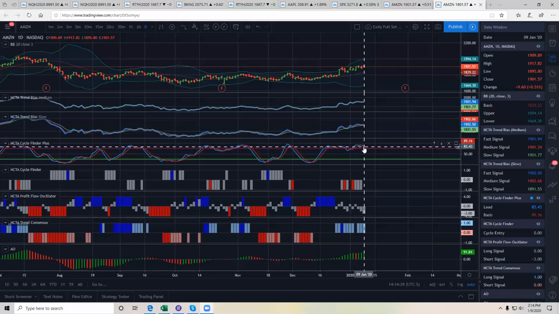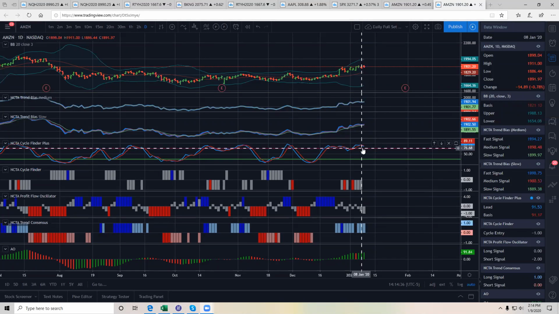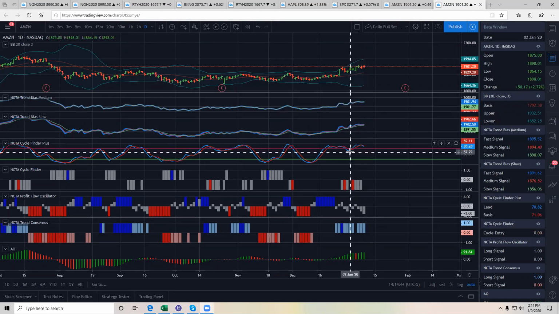We had a cross today. We had a daily cross on the daily chart to the downside on Amazon, which means that we would buy to open a put. So we buy to open a put. That's pretty simple, pretty straightforward. When you have a daily cross to the upside, we're buying to open a call.